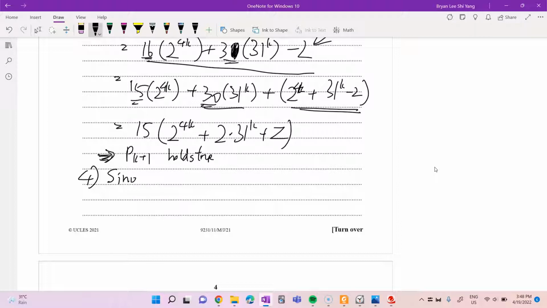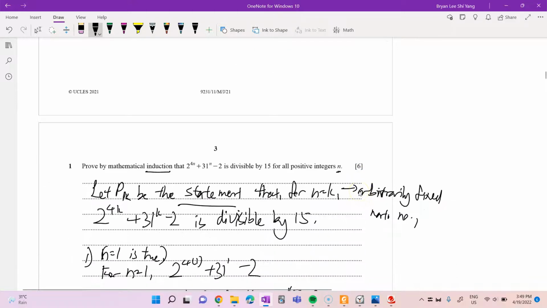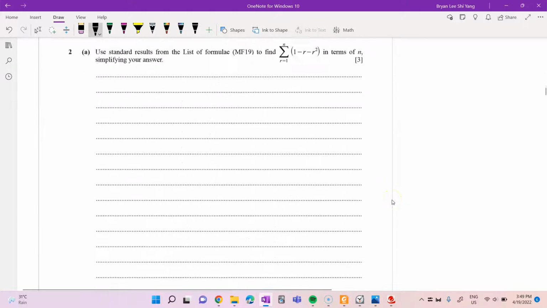So the last step would be to write some conclusion in terms of words. So since pk, I kind of forgot the word already, is it induces? I don't know. Infers pk plus 1. Therefore, Pn holds true for all positive integers, and because we only wanted the positive integers, not like -1, not like 1.5, right? So I think for this question we're done.